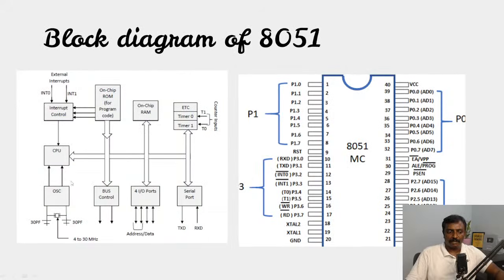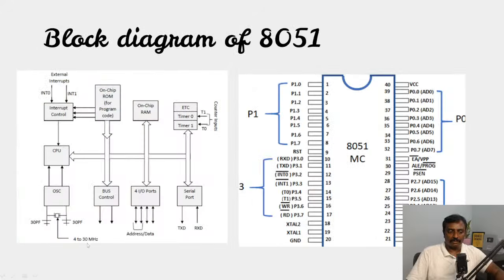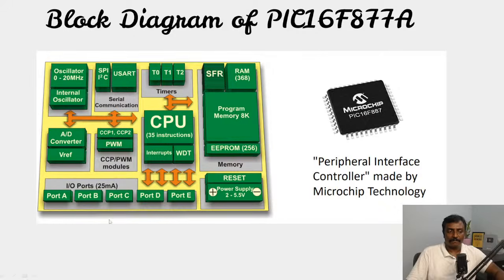So whereas here for 8051, you need to interface an oscillator for the microcontroller to work, whereas the STM32 has internal RC oscillators, and it has a PLL because it is 180 megahertz. The speed is 180 megahertz, whereas for 8051 it is 4 to 30 megahertz.